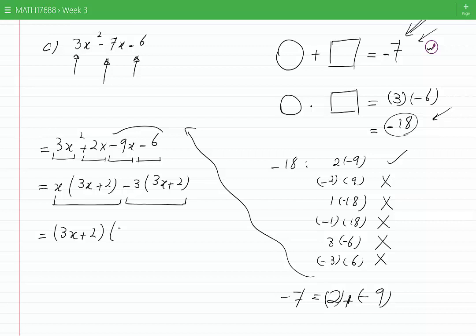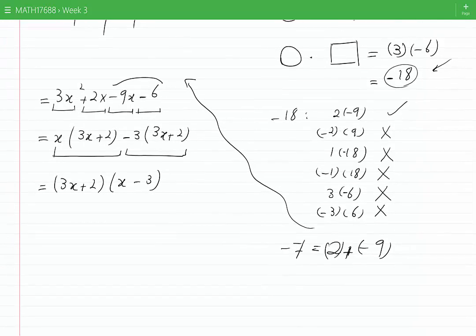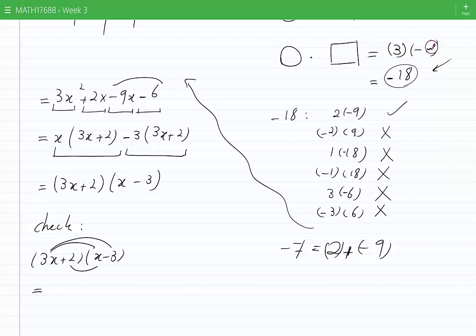We can of course check our answer by going backwards. So let's see whether (3x plus 2) times (x minus 3), once it's opened, leads us back to the original expression. Okay, 3x times x, 3x times minus 3, 2 times x, 2 times minus 3. That would be 3x squared minus 9x plus 2x minus 6, and that is 3x squared minus 7x minus 6, which is our original expression.